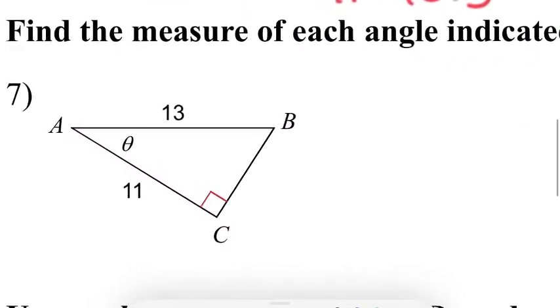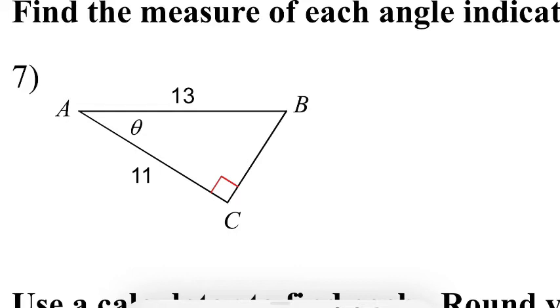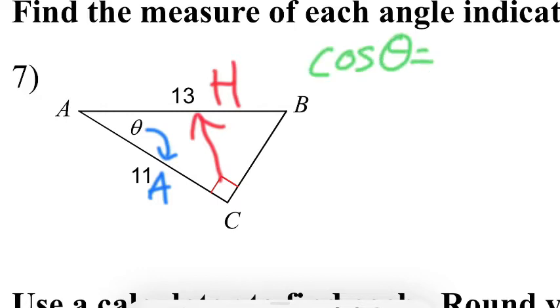Number 7, we're finding our theta. So we have our adjacent side, and we have our hypotenuse side. So A and H again, we're dealing with cosine. Cosine of theta equals our A, which is 11, over our H, which is 13.